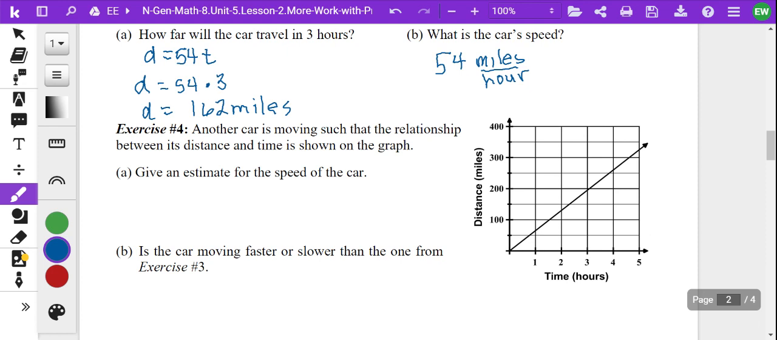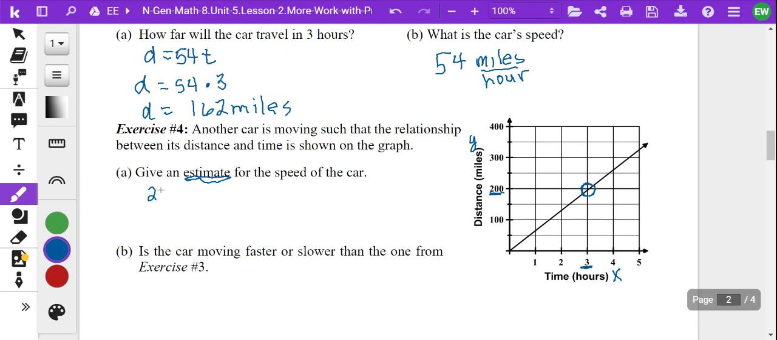Another car is moving such that the relationship between its distance and time is shown in this graph. Okay, give an estimate for the speed of the car. Okay, so whenever you're looking at graphs, you need to choose somewhere on the graph where it looks like it's going through the crosses of an X and a Y. So our X is time in hours and our Y is distance in miles. So this one looks like we have gone 200 miles in approximately 3 hours.